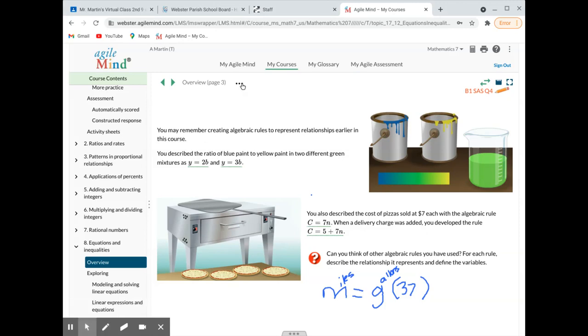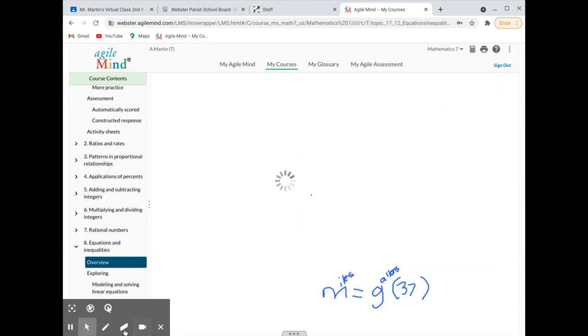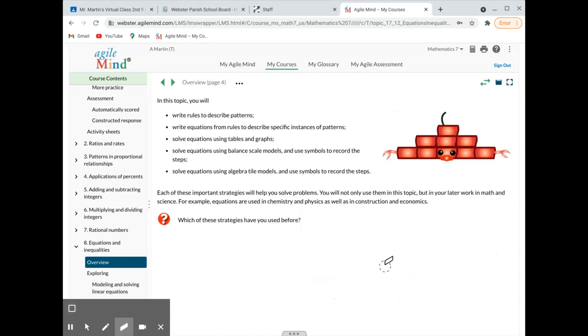So once you've come up with yours, when I say yours, I'm talking about your other algebraic rule, like the one we just went over, or you can use the one we just used. Make sure you answer number 4 in your workbook. All right. And on page 4, what we're going to do is preview what we're going to learn in topic 8. So would you please read this for us, Layla?